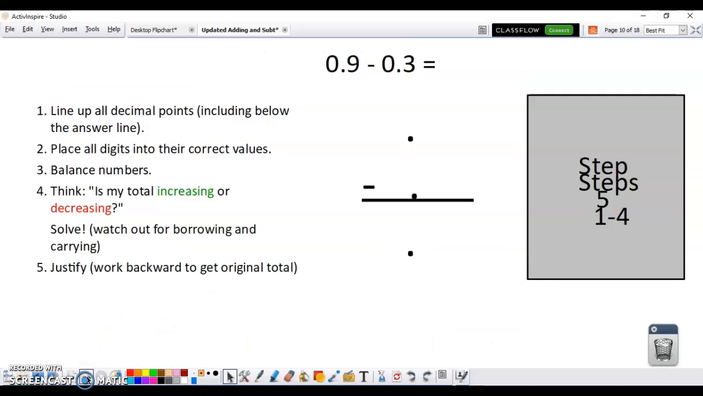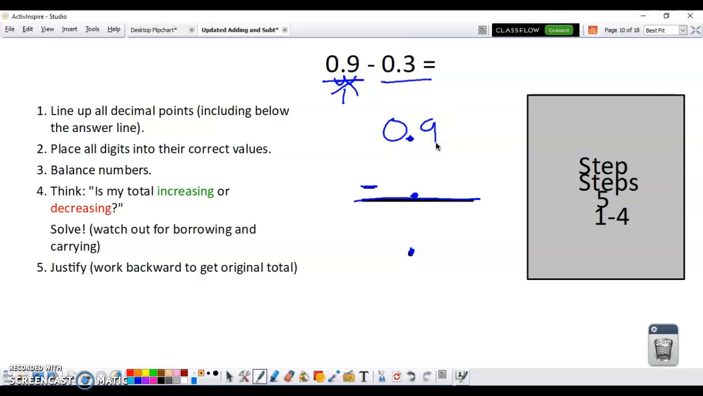All right, let's go ahead and take a look at an example. I'm going to model one for you, and then you'll get a chance to work on one by yourself. So I have 9/10 minus 3/10. First thing you want to do is line up your decimals, right? Line up your decimals, draw your line, put your subtraction sign, and then start with the biggest number, which is here. To the left of the decimal, to the right of the decimal, write immediately the digits that are there.